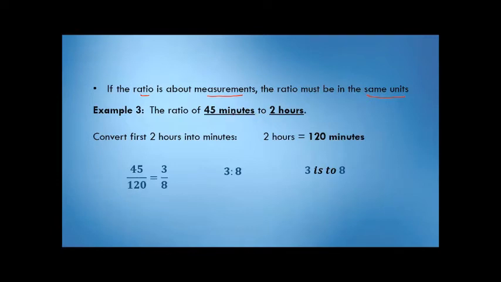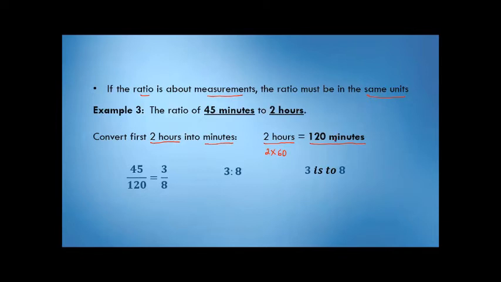So pwede nating i-convert ang 45 minutes into hours para parehas hours, or pwede ring 2 hours ang i-convert natin sa minutes para parehas siyang minutes. So mas mainam or mas madali kung ang i-convert natin is yung 2 hours into minutes. Convert first 2 hours into minutes. So alam natin ang isang oras ay 60 minutes, kaya ang dalawang oras is 120 minutes. So that is 2 times 60 minutes.